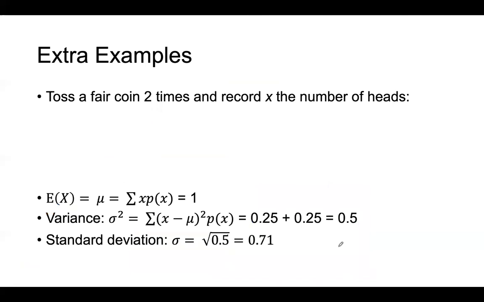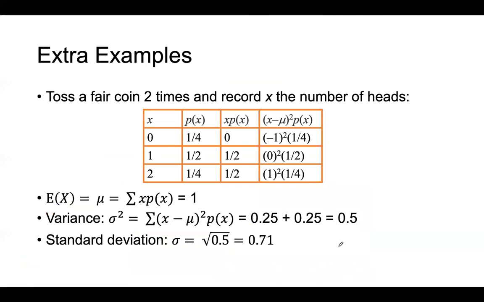So let's say we're tossing a fair coin 2 times and record the number of heads. And we have this chart. So we have the probability. Once we have these probabilities and our x's, we can multiply x by our probability. So 0, because 0 times 1 over 4 is 0. 1 times a half is a half. 2 times 1 over 4 is a half. And we can sum this column up, and we get 1. So this makes sense.